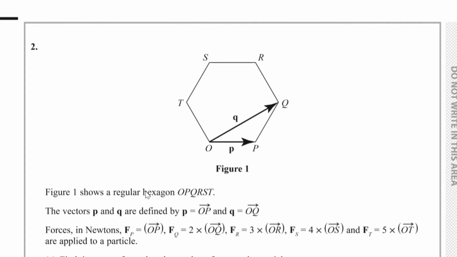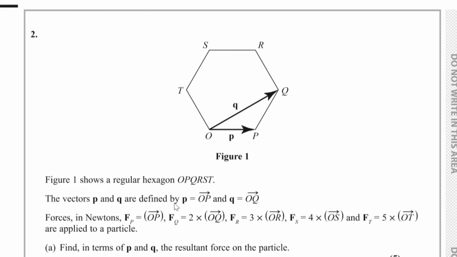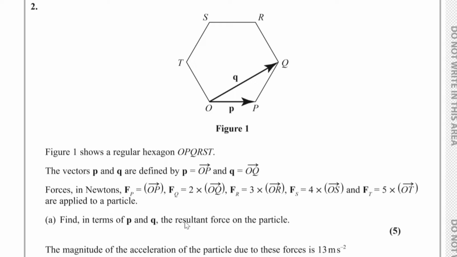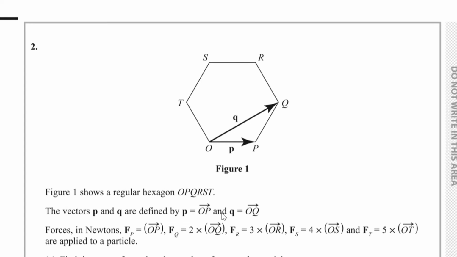Question number 2. Figure 1 shows a regular hexagon OPQRST. The vectors p and q are defined by p equals OP and q equals OQ. Forces in newtons, FP equals OP, FQ equals 2 times OQ, FR equals 3 times OR, FS is 4 times OS, and FT is 5 times OT are applied to a particle. For part A we have to find in terms of p and q the resultant force on the particle.